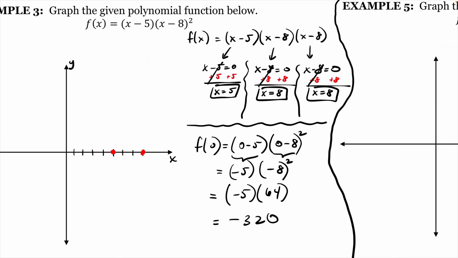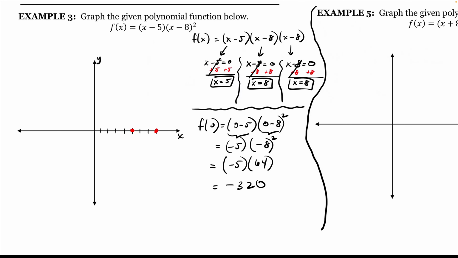Big number, or little number. So that means I have a y-intercept at 0, negative 320. It means it's way down there. So I can't really put it on my graph because if I did, it would be way down here. But that's where it would cross. So we know it's going to be somewhere down here. Okay? Last step.